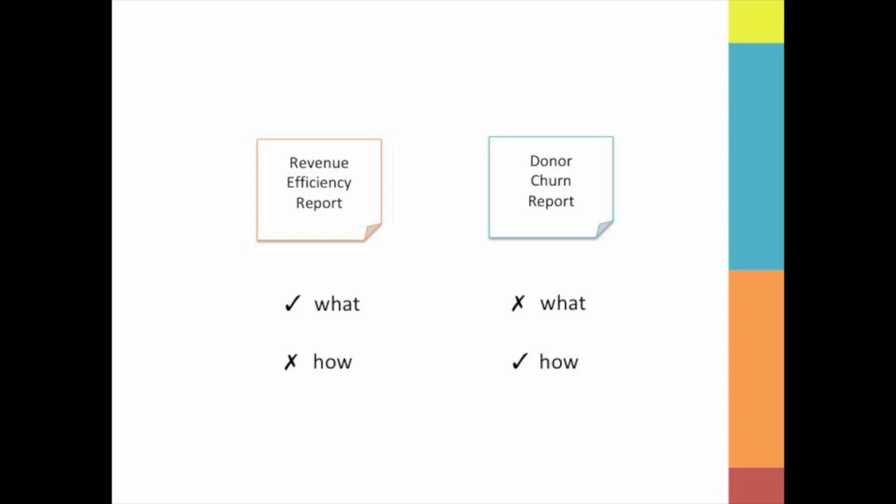The Donor Churn Report shows whether you are better at acquiring new donors or keeping your existing donors. It tells you how to fix the churn in your portfolio, whether you have an acquisition or retention problem, but it does not tell you whether the churn is good or bad. It's when you combine the two reports that you can set your marketing plans for next year.